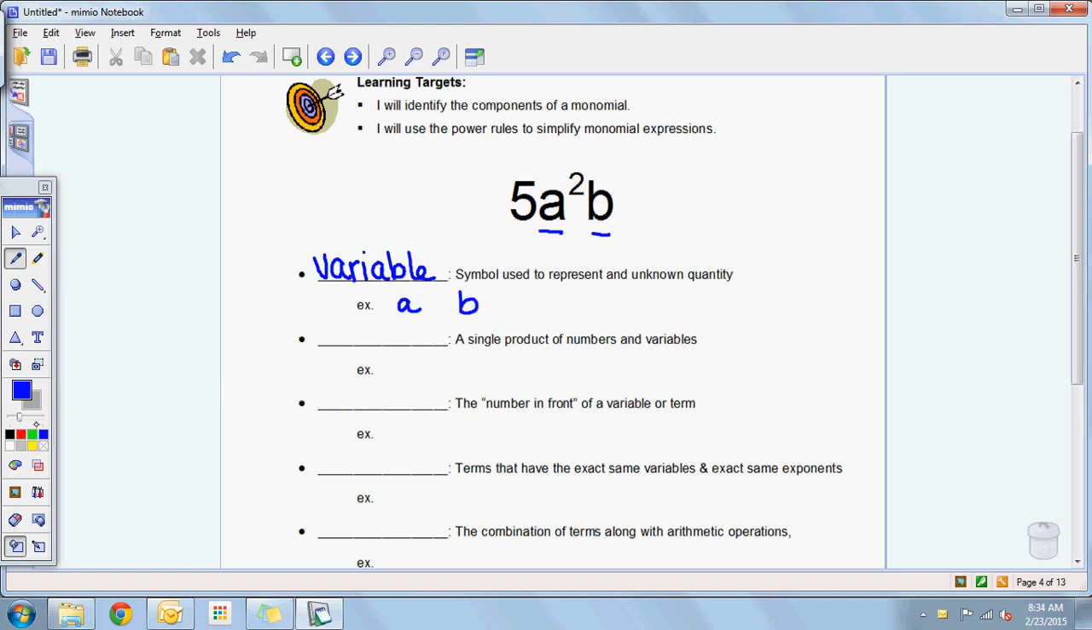Okay. Our next vocab term is a single product of numbers and variables. So the word product, remember that means to multiply, and numbers and variables. So when we're multiplying numbers and variables, this whole thing is a multiplication problem. 5 times A squared times B. So all of that together, since we're multiplying them, is called a monomial.